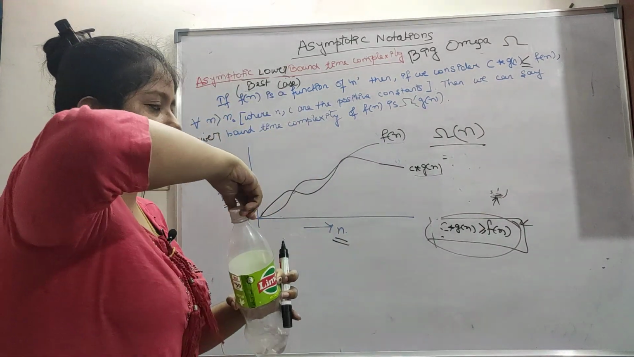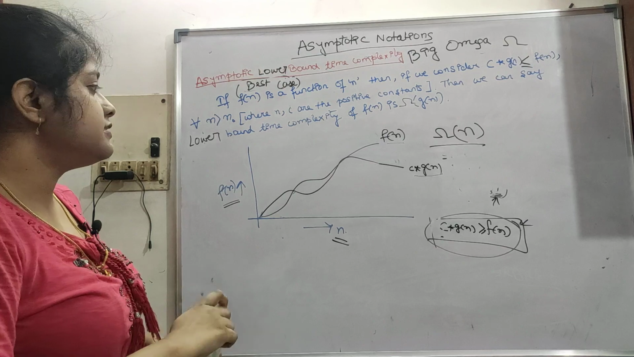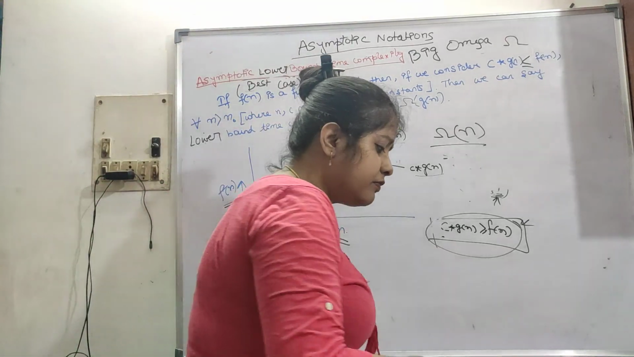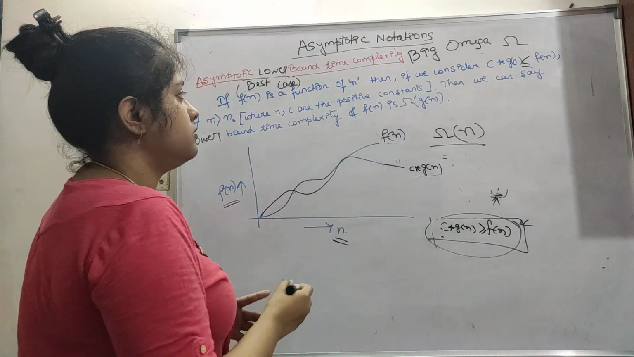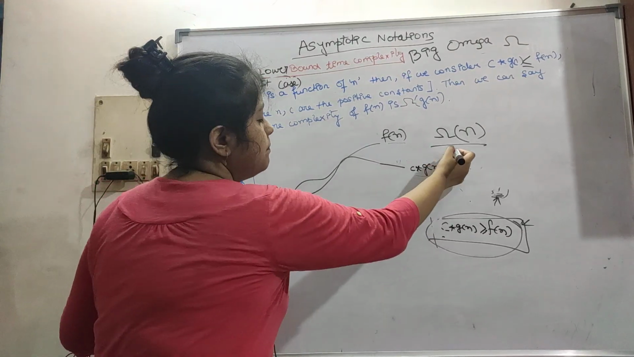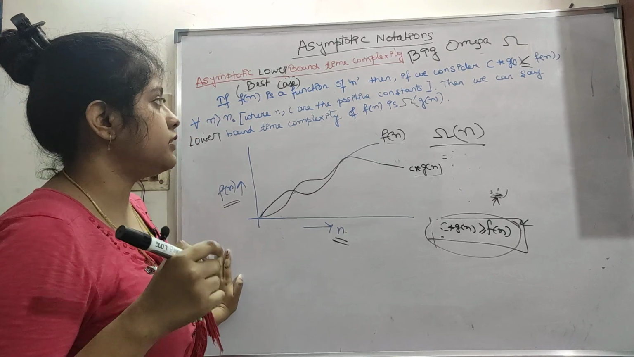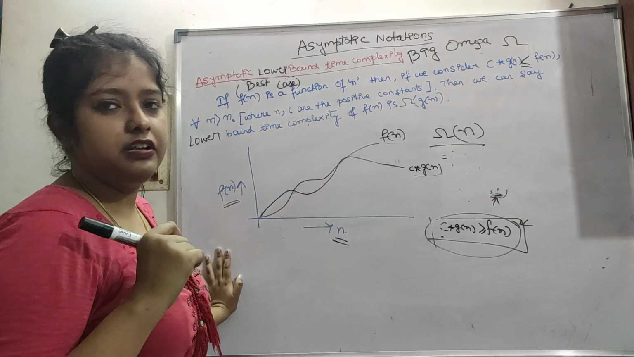So this is our lower bound. So big omega will be your best case. Okay, so nothing more. Then I will continue with theta notation, that is average case.